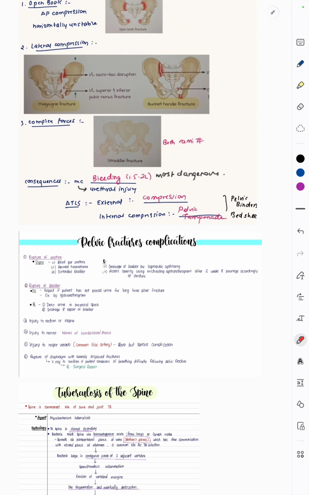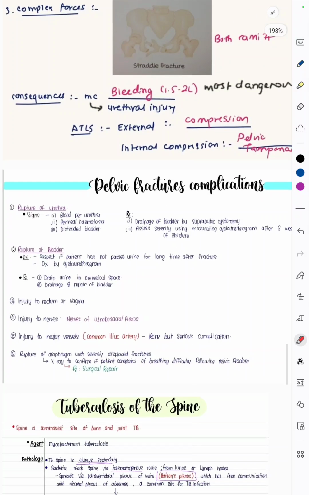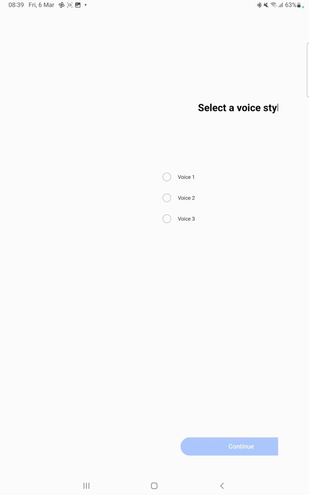Then the next is the pelvic fracture complications. The most common, as we have discussed, is the rupture of urethra. Whenever there is a rupture of urethra, there is bleeding per urethra and pain in that region with a distended bladder. Management is, because the bladder is distended, we have to remove all the contents, which is done by suprapubic cystostomy, and assess the severity using a micturating cystourethrogram.